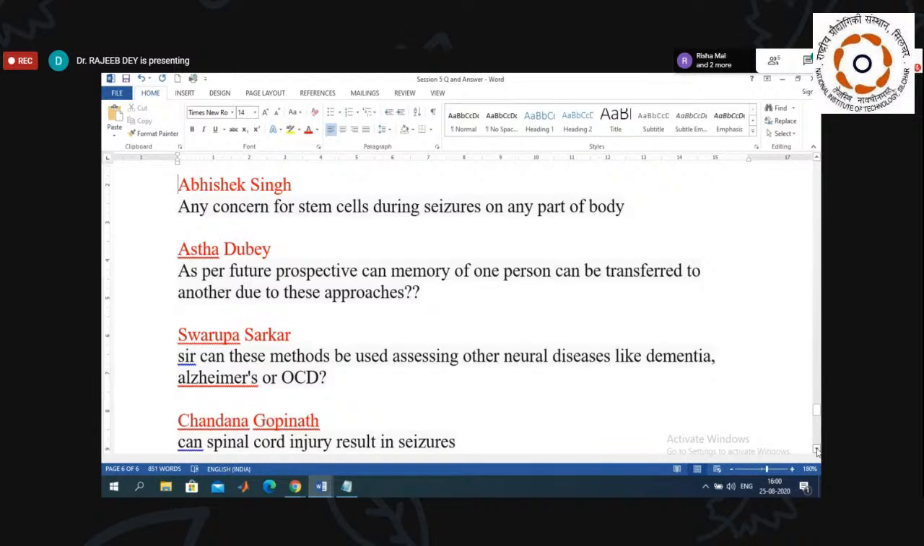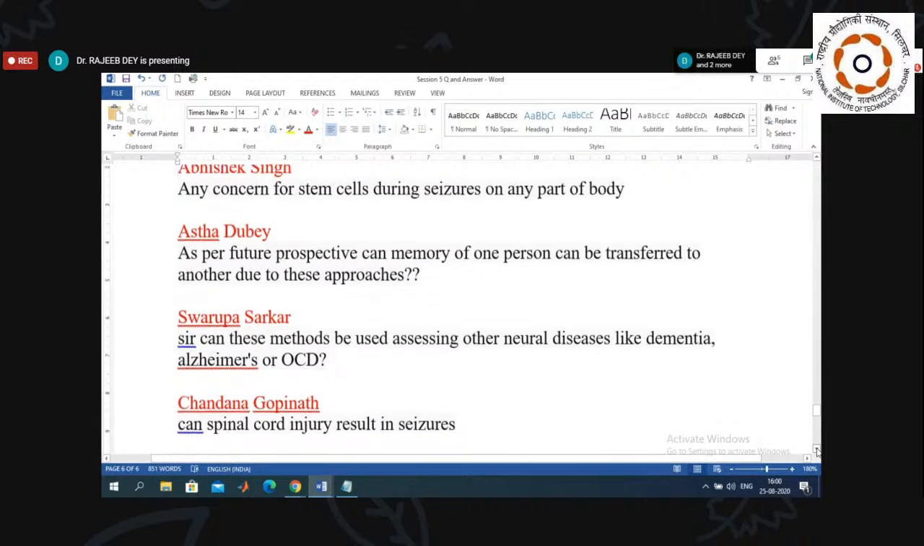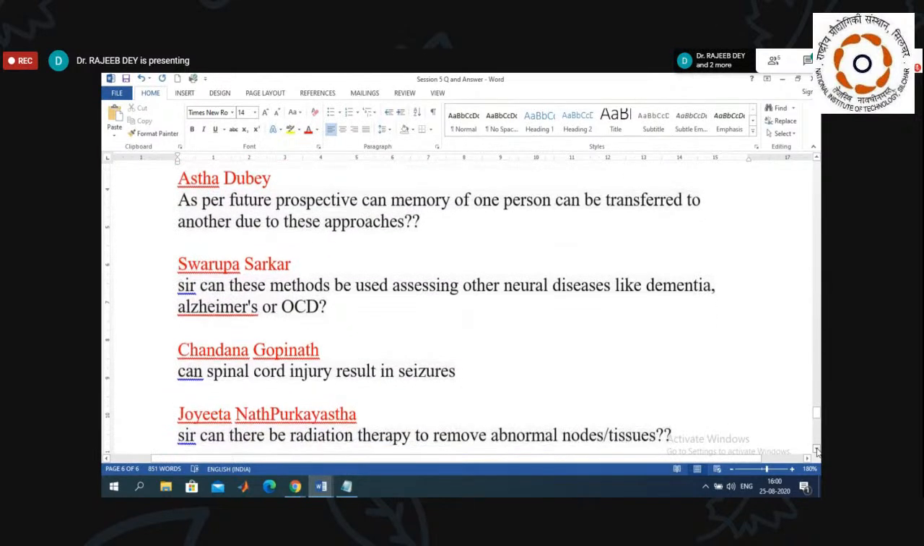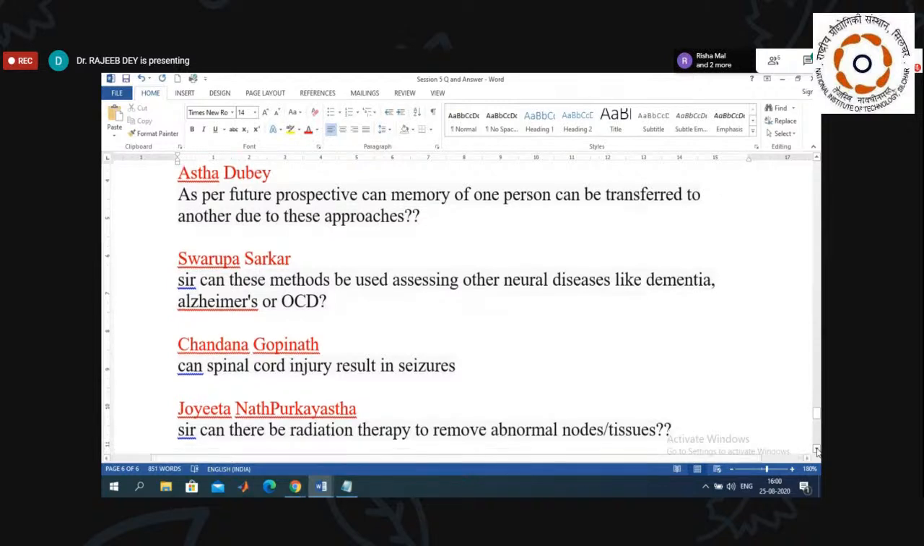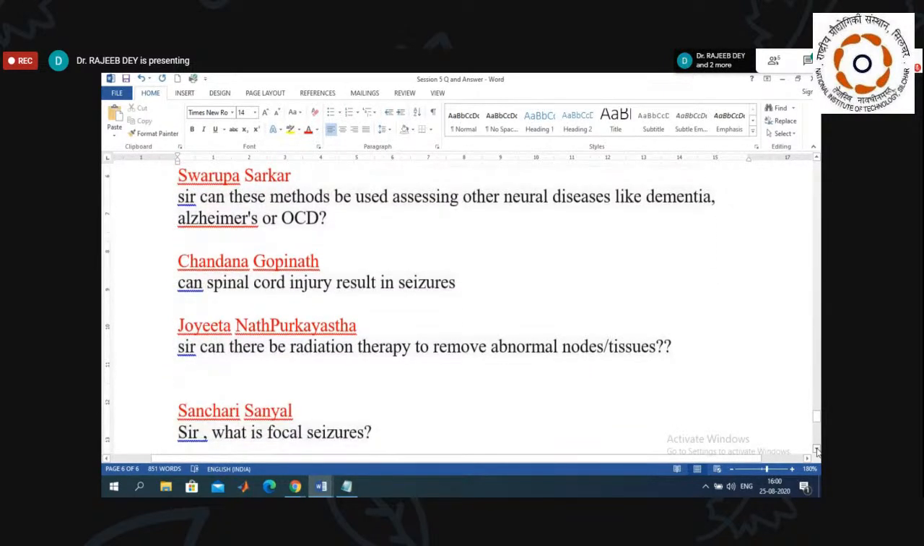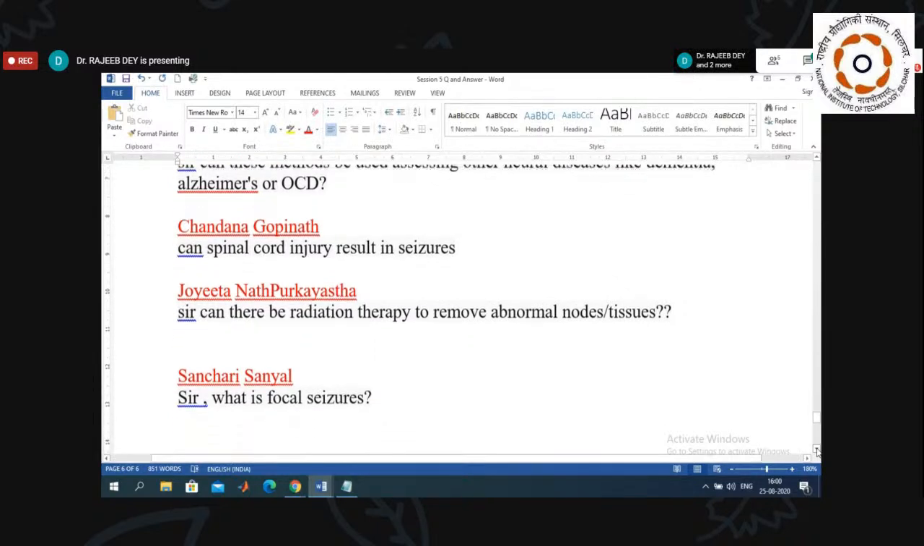Stem cells, I don't know. I don't know much about stem cells. But cell therapy is a different area altogether, which is being looked at. Can the memory of a person be transferred? I don't know. Can these methods be used to assess other neural diseases? There is a lot of work going on in dementia and other areas. I'm not very well versed with that literature, so I would not want to comment on that.